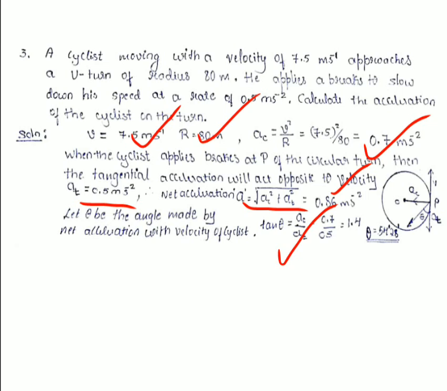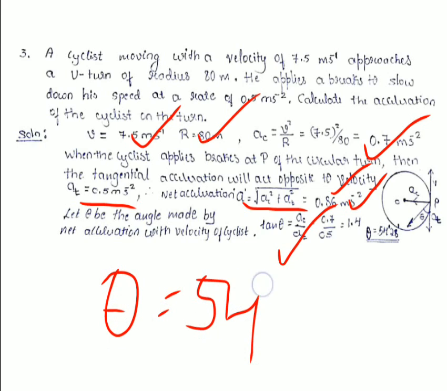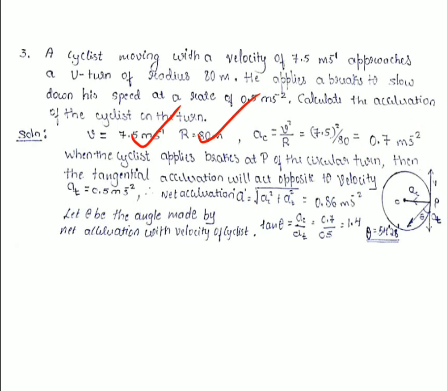Use the log table, and in that go through the natural tangent page. You will get the value for tan theta of 1.4 nearly as theta equal to 54 degree 28 minutes. So the angle made by the net acceleration when the cyclist applies the brake is 54 degree 28 minutes, and the acceleration is 0.86 meter per second square. Okay, let's continue with the next problem.